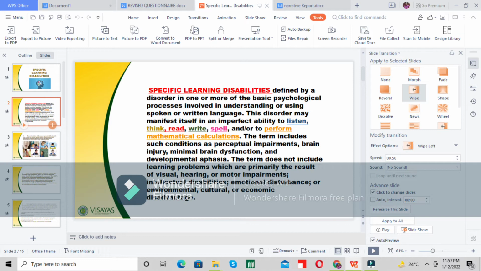The term does not include learning problems which are primarily the result of visual, hearing, or motor impairments, intellectual disabilities, emotional disturbance, or environmental, cultural, or economic disadvantage. A person with a specific learning disability, or SLD, is one who struggles to think, read, and write, as mentioned above. In every day of our life, we encounter so many people we know who struggle in learning.